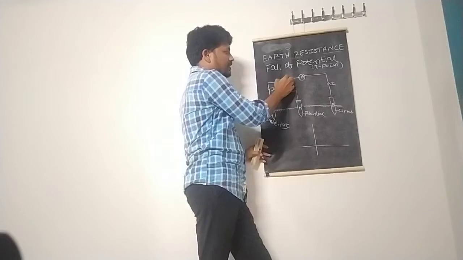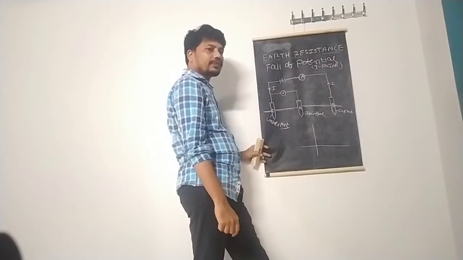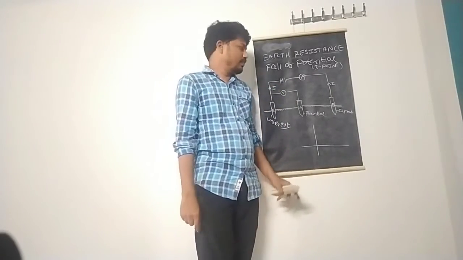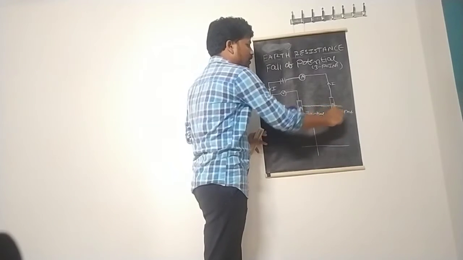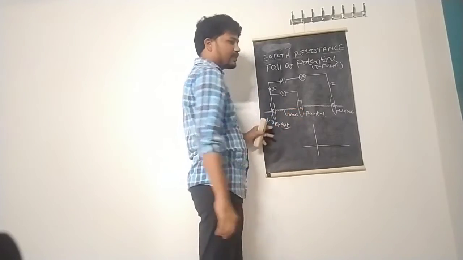Here we can use either a DC or an AC supply in order to pass this current. But here this is the ground. This is the ground, which is nothing but some soil.